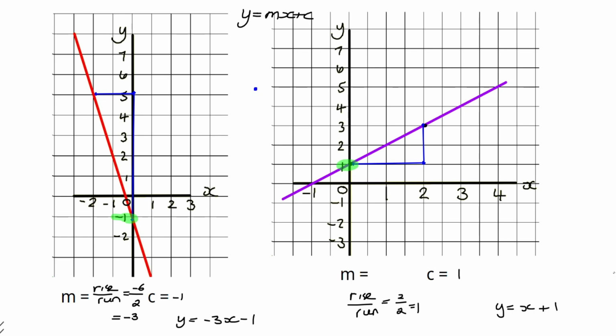y equals mx plus c. That was a 1 in front of the x for the gradient because it was 2 across from 0 to 2 and 2 up. And the y-intercept was 1.